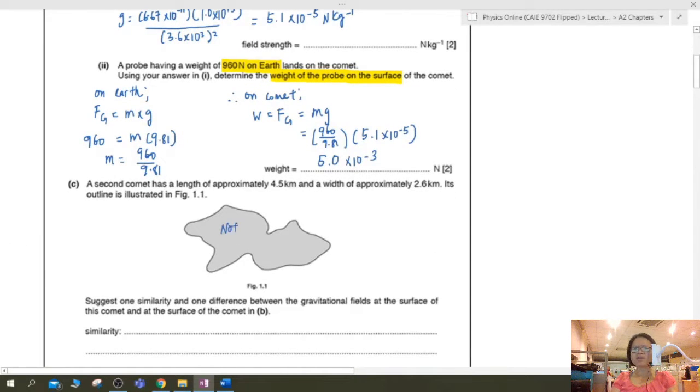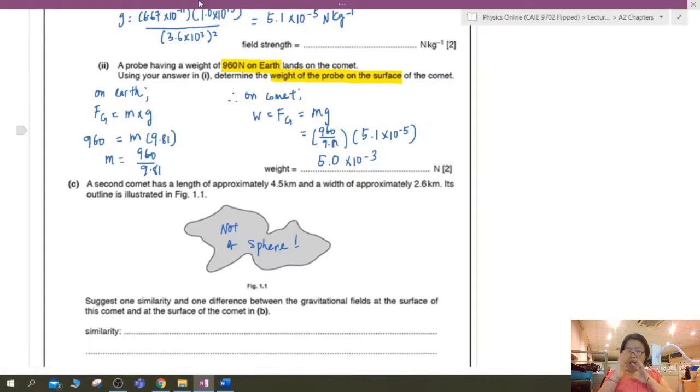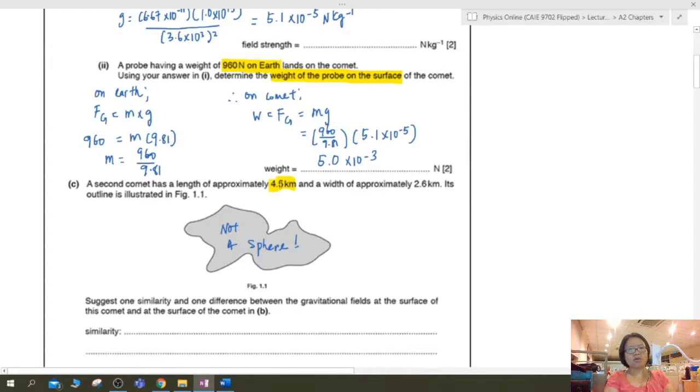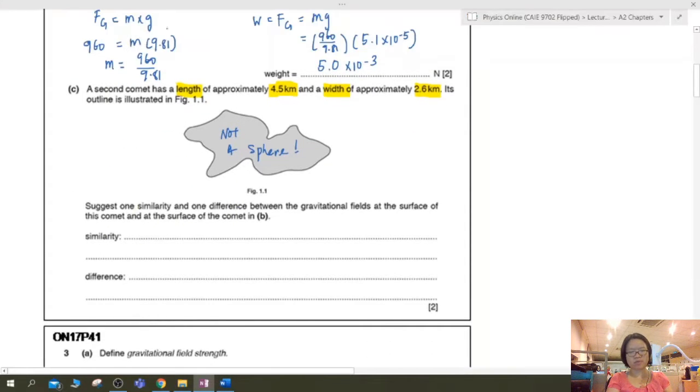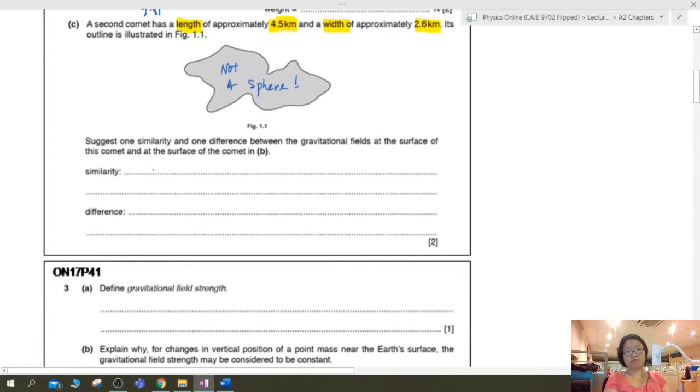Now you have this second very weird shaped comet that is not a sphere. So obviously, it is not round. So now this second comet, the length is 4.5, the width is 2.6. Oh well, doesn't matter. So you are asked to suggest a similarity and a difference between the first spherical comet and this second weird shaped comet. So the first thing you can talk about when it comes to gravitational field is that it is always attractive. Gravity is always attractive. So that could be one.